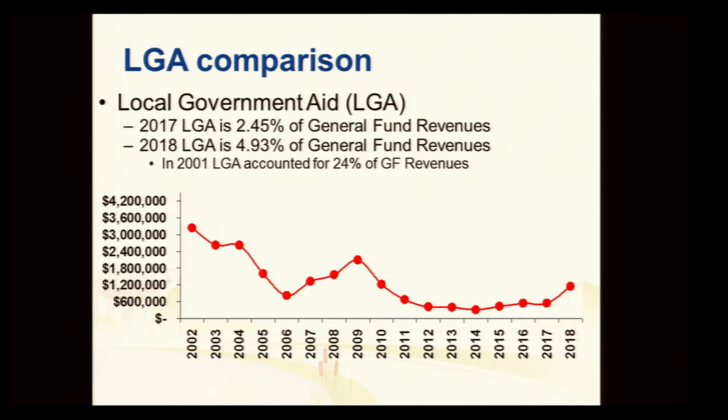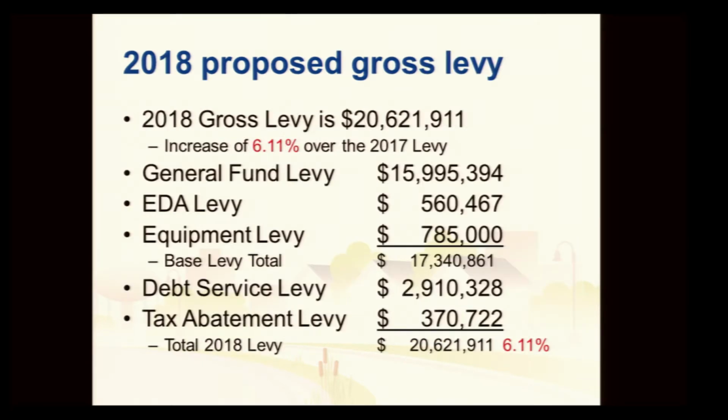Local government aid, in 2017, was 2.45% of general fund revenues. In 2018, it's now approximately 5%. If you look way back in 2001, LGA accounted for 24% of general fund revenue. This brings us to our gross levy, which is at $20,621,911. That's an increase of 6.11% over the 2017 levy.